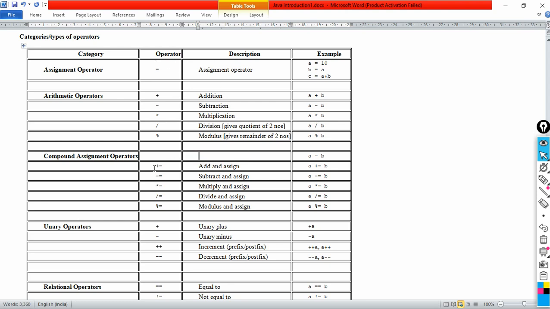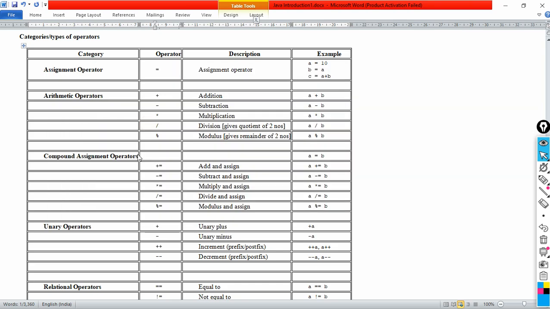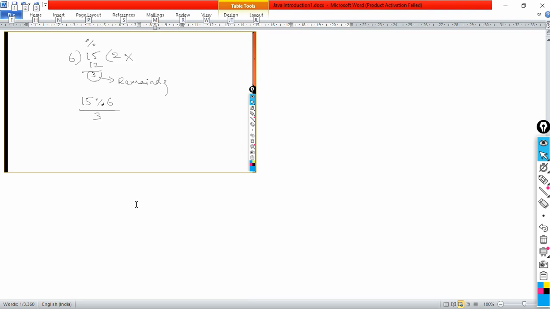So plus equal to, minus equal to, multiplication, division, and this particular percentile equal to. The combination of assignment operator and arithmetic operators is nothing but compound assignment operators. So how is it going to work? Plus equal to, how is it going to work? Let me explain this particular thing.